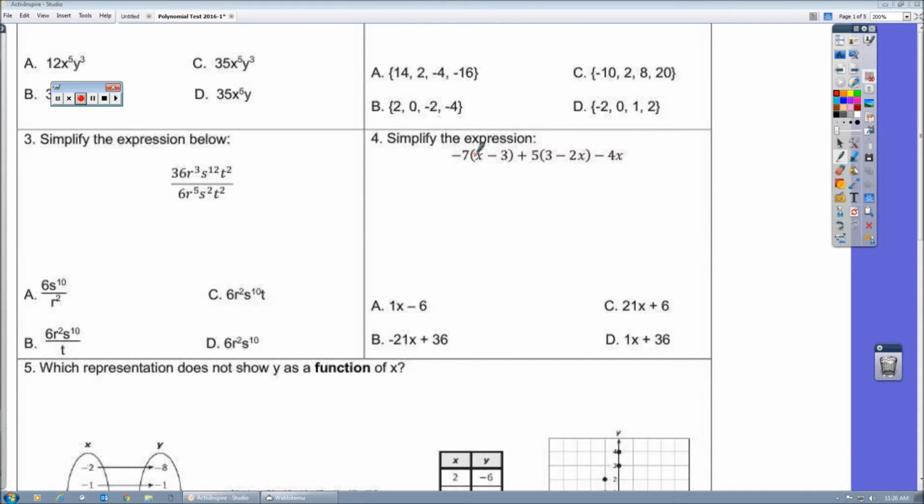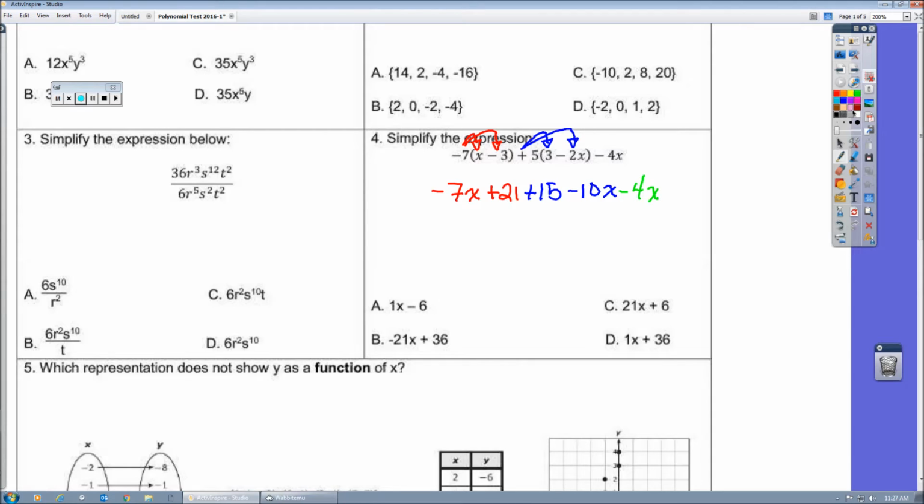Number 4, simplify the expression. So we have a distribution that needs to take place here. -7 times x is -7x. -7 times -3, positive 21. So we're done with that. Jump over to the positive 5 that we're going to distribute. 5 times 3 is 15. 5 times -2x is -10x. And then what you want to do is bring down the -4x.